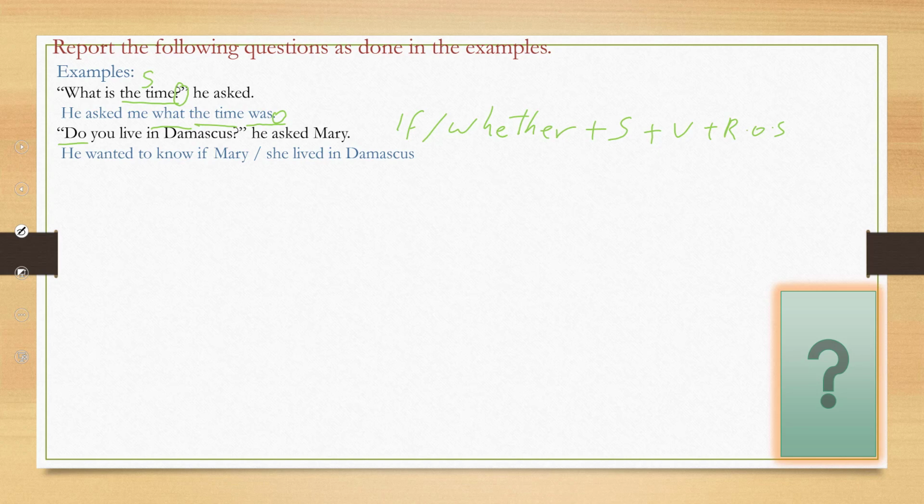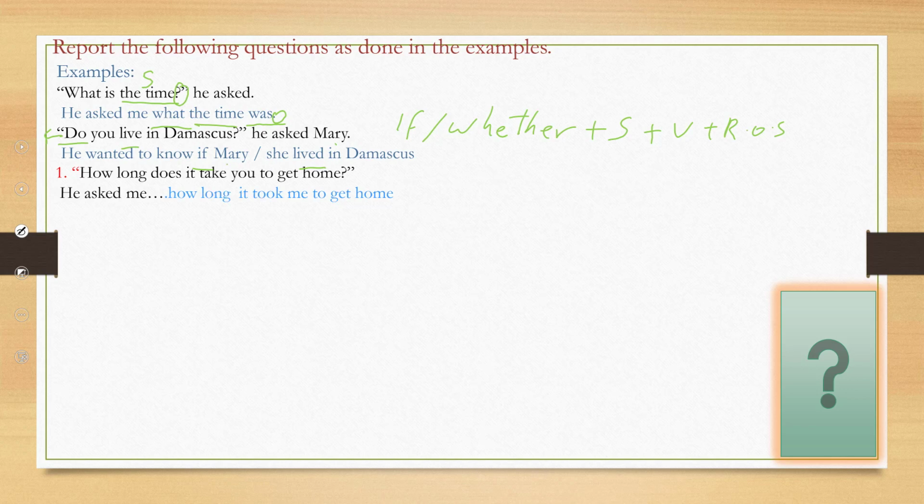Look here, he wanted to know if. Why do we start the sentence with if? Because we started it with a short question. This is a short question, a yes/no question. If Mary, the subject, here Mary, or she, it's correct. Live is changed into the past, lived in Damascus. Next.